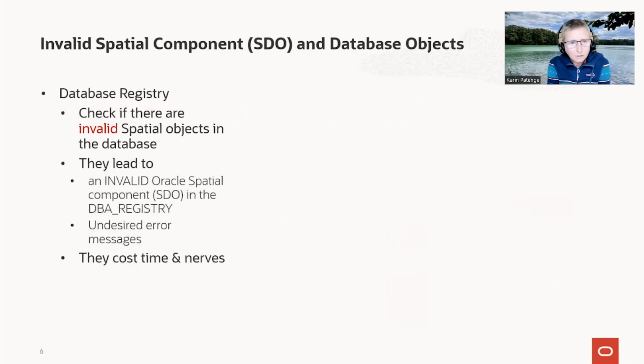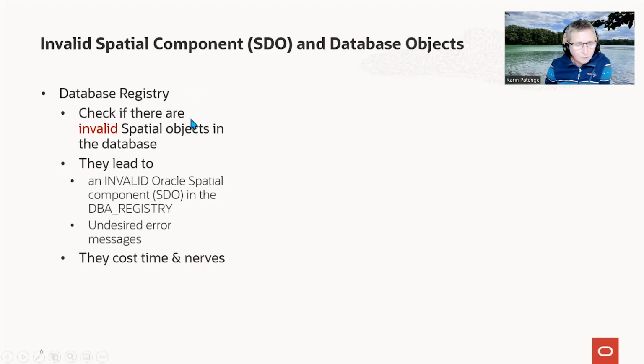Okay, along with the spatial features in the Oracle database, which we call the spatial component or SDO, spatial data objects, there are certain database objects installed in order to use spatial functions properly. And you can check whether the spatial software component is properly installed.